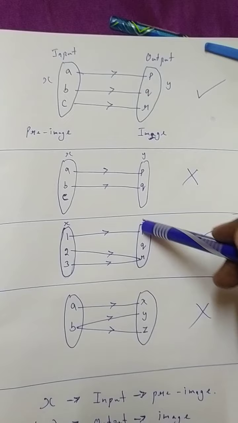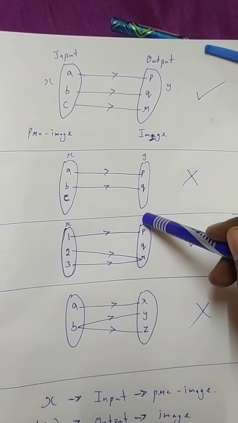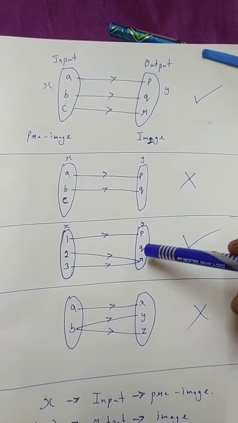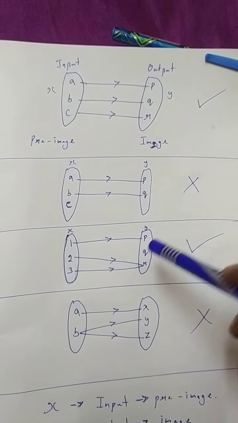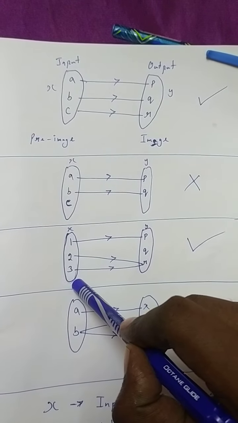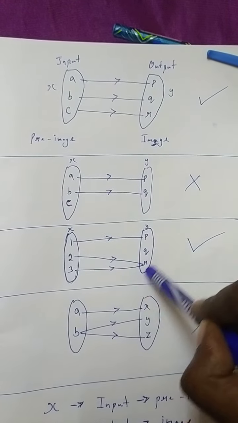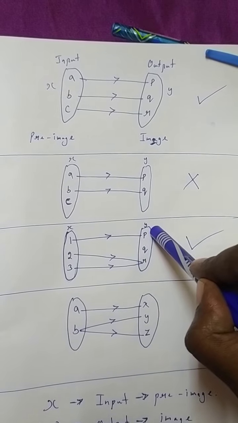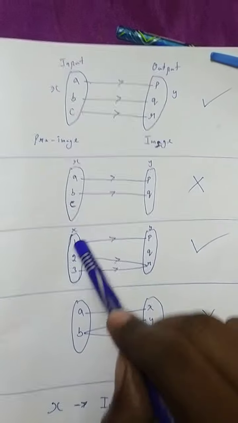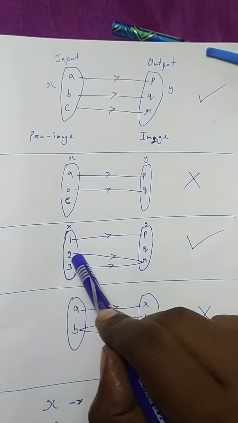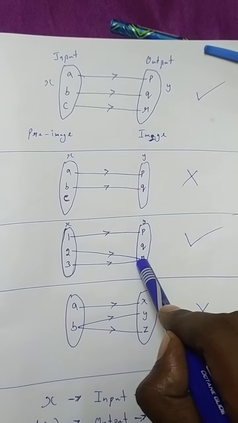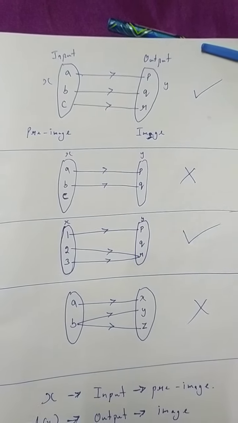Now if you have a question, what about this second element, that is Q? Here this Q doesn't have any pre-image. That is not at all a problem. We have to only look at the domain. So don't look at this codomain. Don't look at these images. Only look at this domain. Only check the domain, right? Here, both 2 and 3 have the same image. That is not at all a problem.